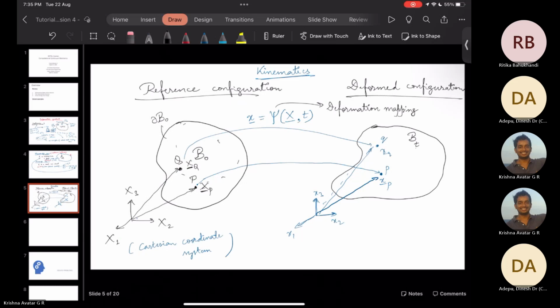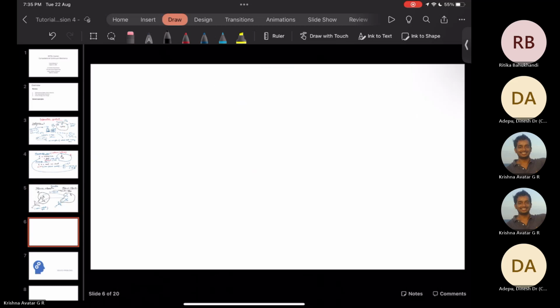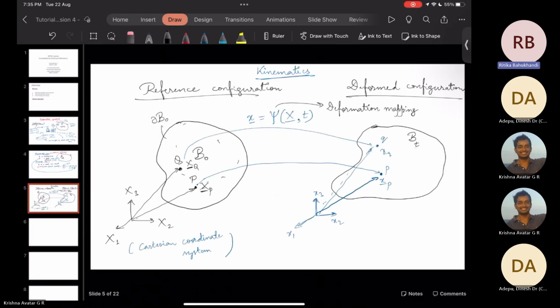Okay, now we'll use this deformation mapping to define many other quantities. Excuse me, the x_p here is a position vector, right? You said before. Which x refers to what? Yes, this is actually the position vector, the position of this point. And psi is our deformation mapping.